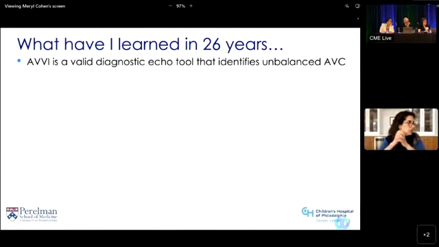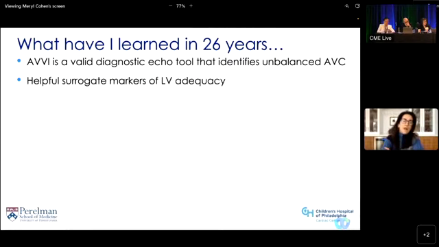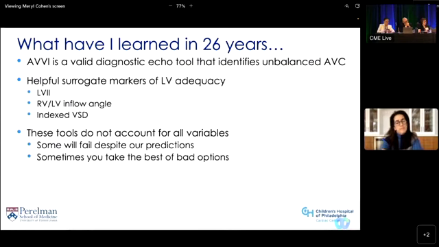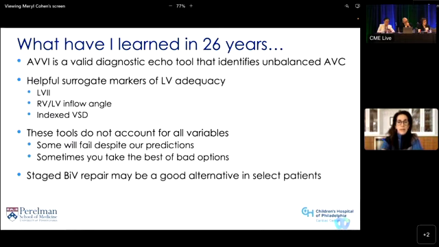So what have I learned in 26 years of assessing patients with an unbalanced AV canal? Well, AVVI is a valid diagnostic echo tool that clearly identifies unbalanced AV canal. There are other helpful surrogate markers of LV adequacy, which I have shown you, including LV inflow index, the angle, and index VSD. But these tools do not account for all variables, and some will fail despite our predictions. And sometimes you have to just take the best of bad options.